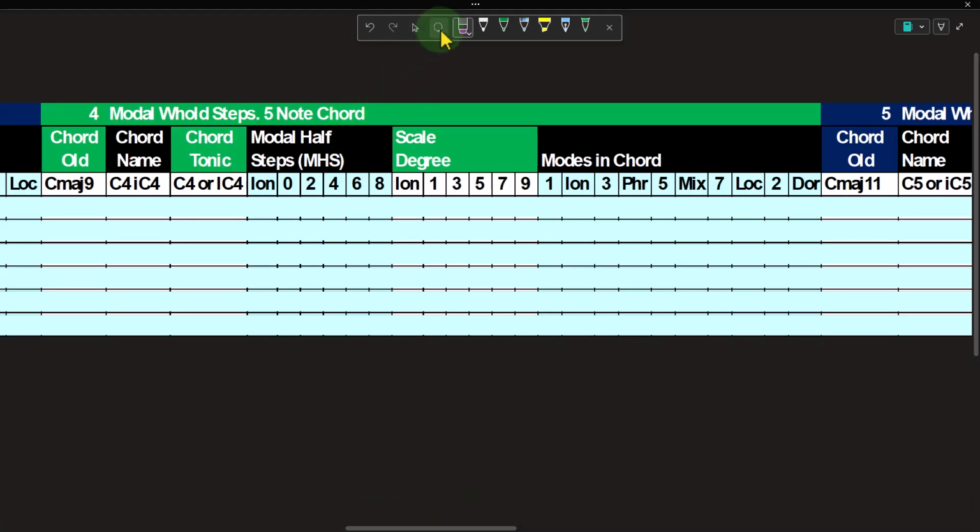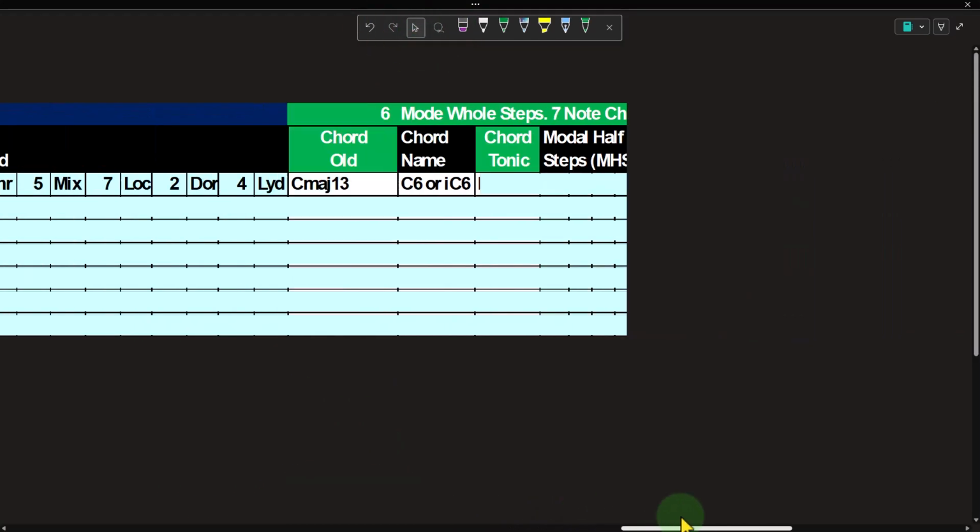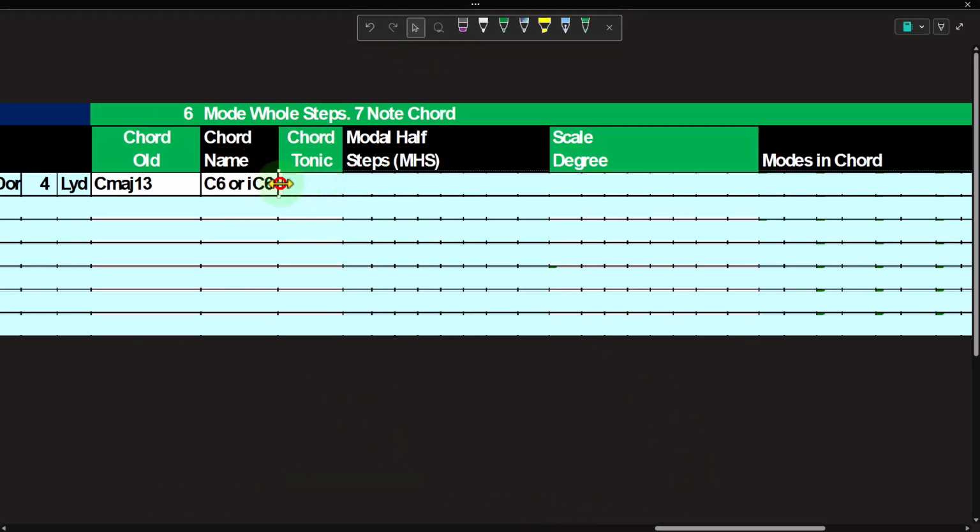So let's see if I can do this. All right. So then here's the steps.